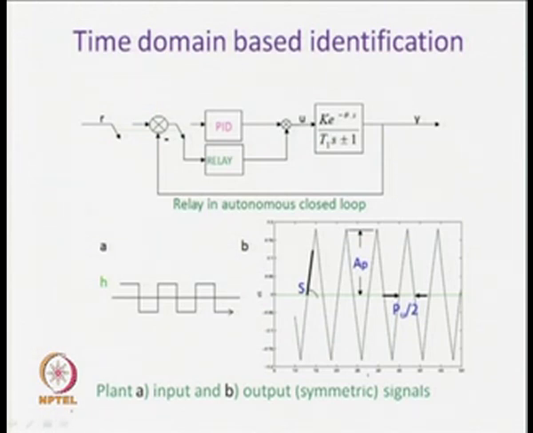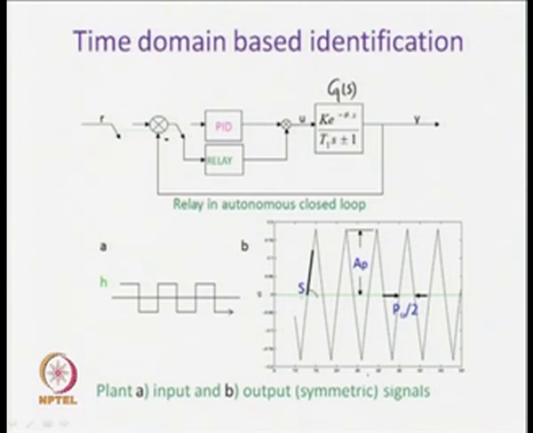Let us see the relay autonomous closed loop system, where the real time system is represented by the dynamics given as K e to the power minus theta s upon T1 s plus minus 1. So, the denominator shows us that a pole in the right half or in the left half can be there for the dynamic model of the real time system. Then a relay is connected in this fashion, disconnecting the PID controller to induce a limit cycle output.